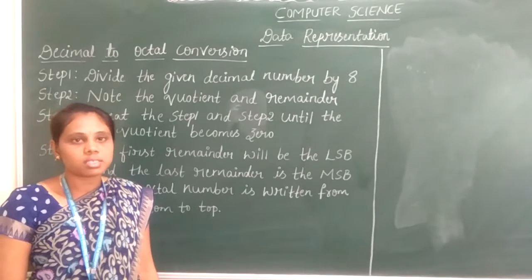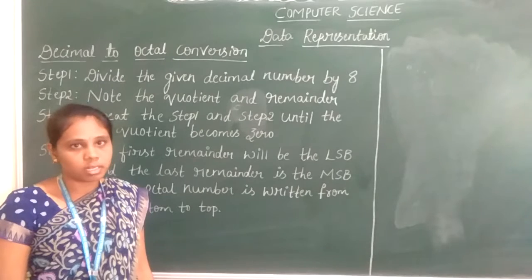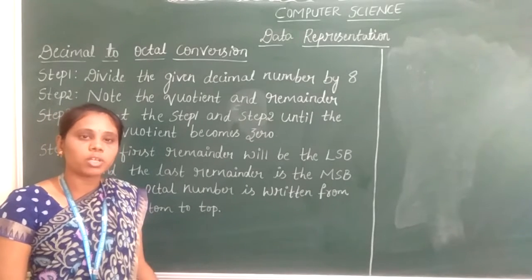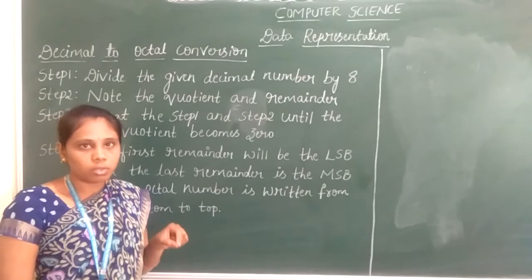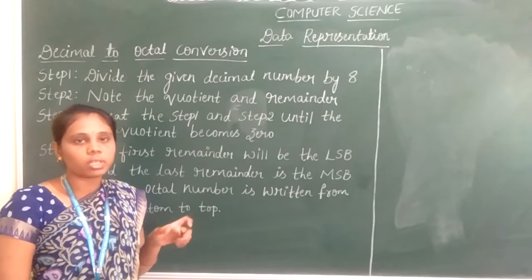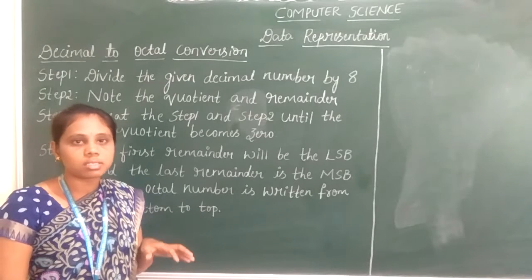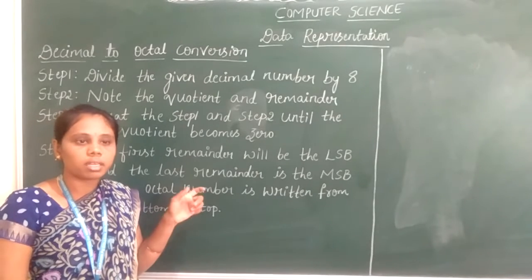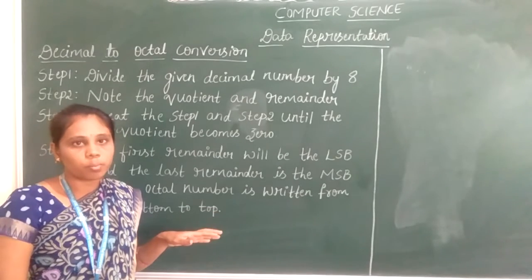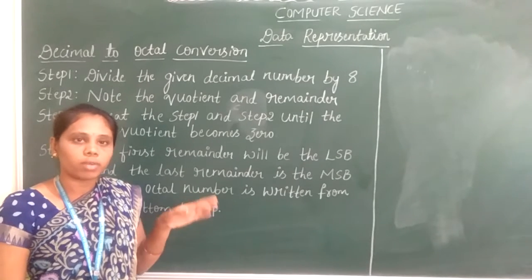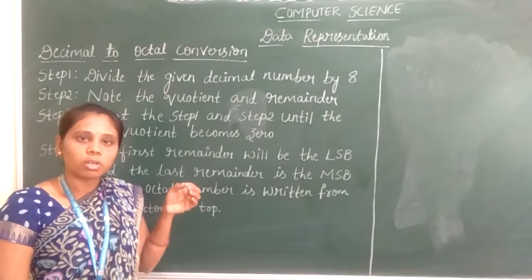Students, in the last class we were discussing the conversion from decimal to binary system. In decimal to binary conversion, we divide the given decimal number by 2 and note down the remainder and the quotient. Then divide this quotient by 2 again, until the quotient becomes 0, or where the number cannot be divided by 2. After that, write down the values from bottom to top.